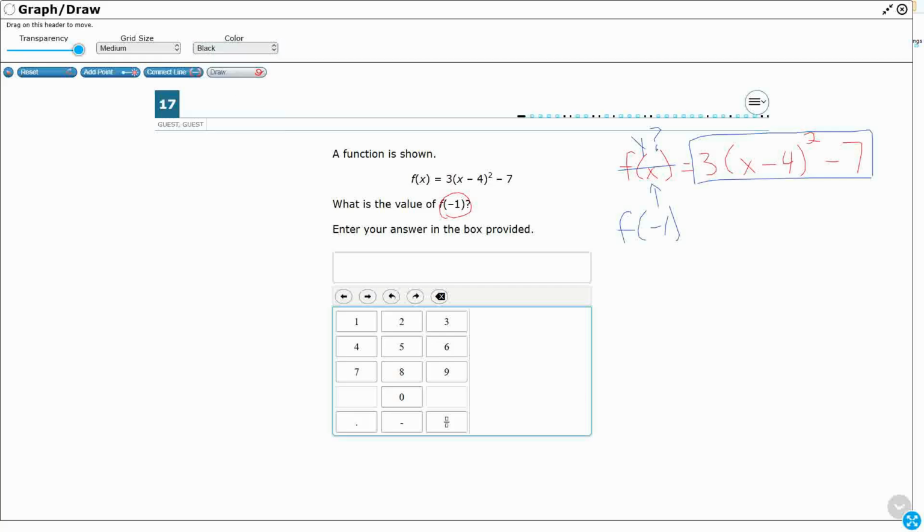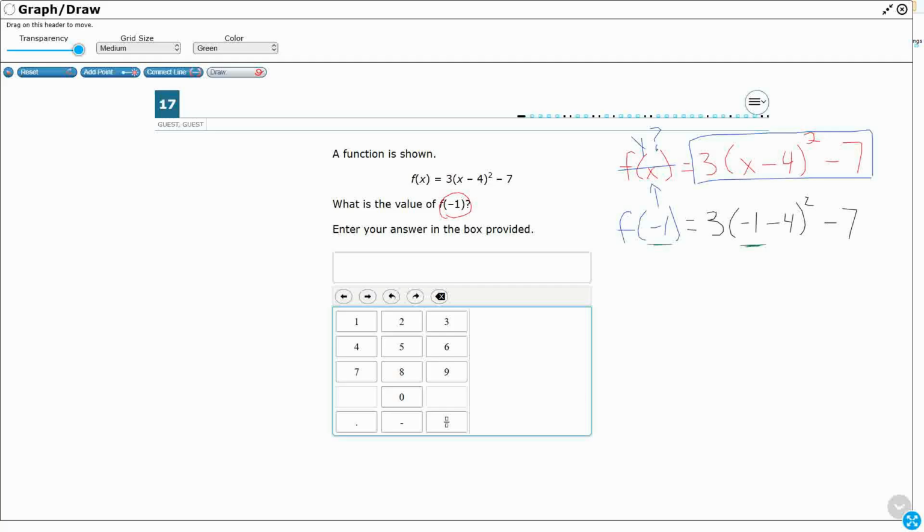So let's do this. F of negative 1 equals, we're going to copy all of this down, 3, and then we're going to get negative 1 minus 4 squared, and then we've got a minus 7. So this change right here is really all that the f of negative 1 means: we're going to take this negative 1 and we're going to place it where that x is.